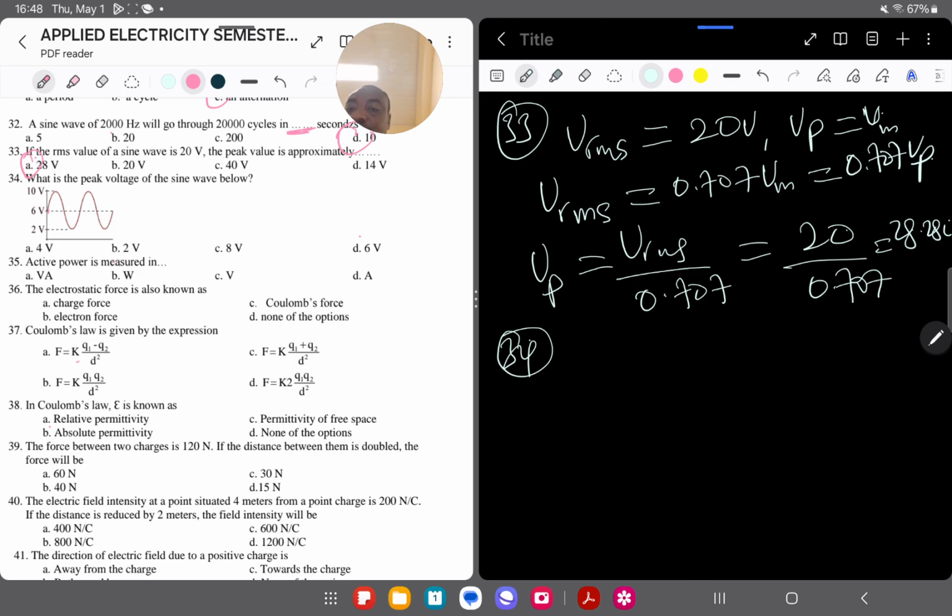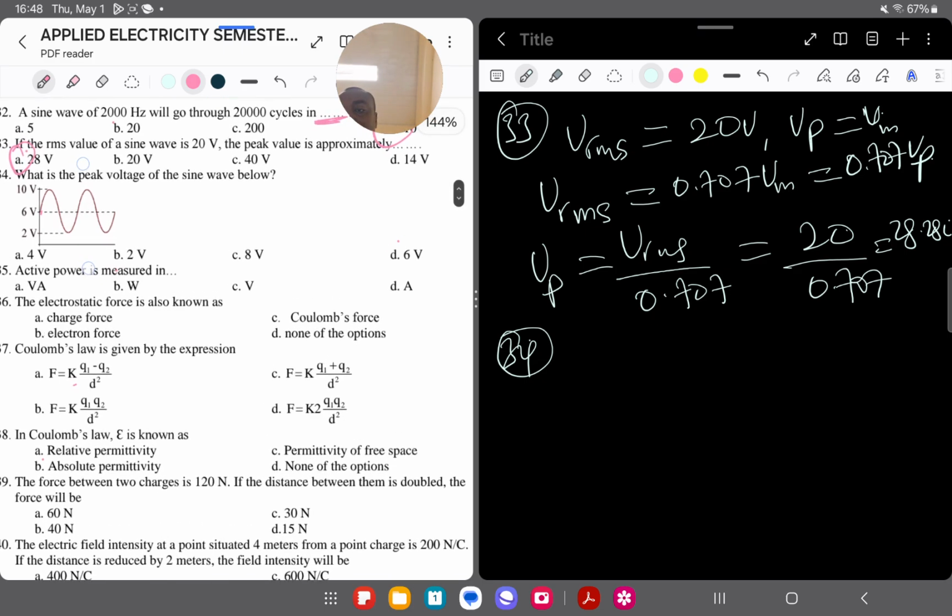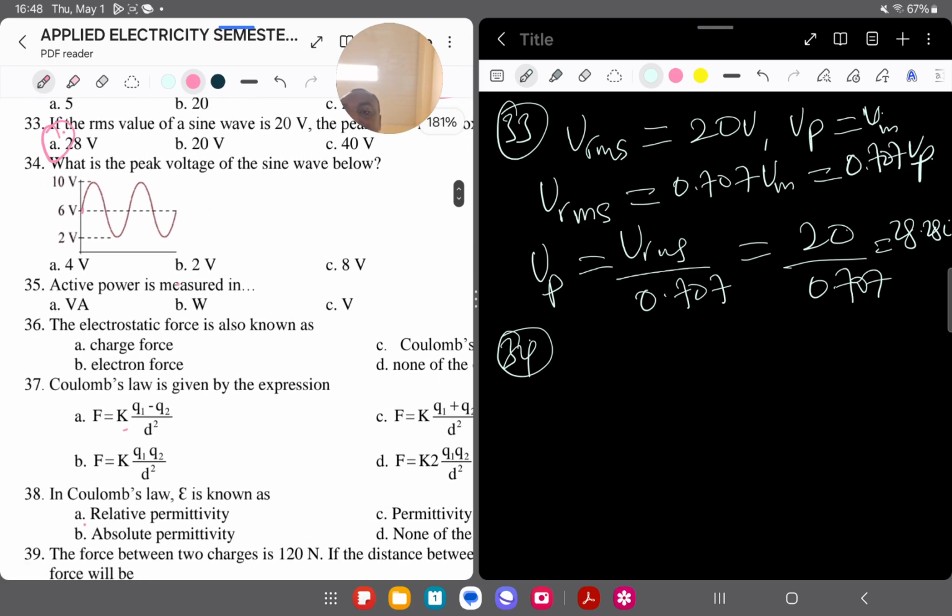Question 34. What is the peak voltage of the sine wave below? So we are given this sine wave here. Okay, let me enlarge it. So we are given this sine wave, and we are asked to find the peak voltage, which is the same as the maximum voltage.